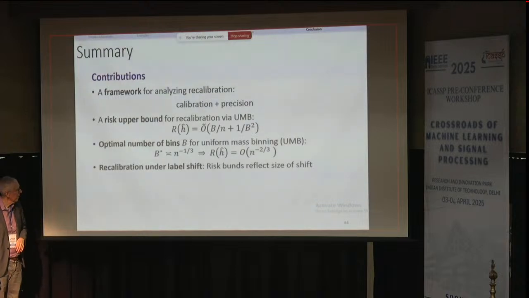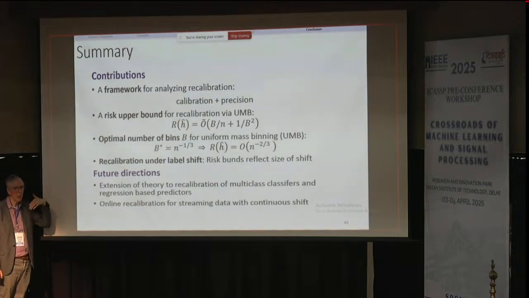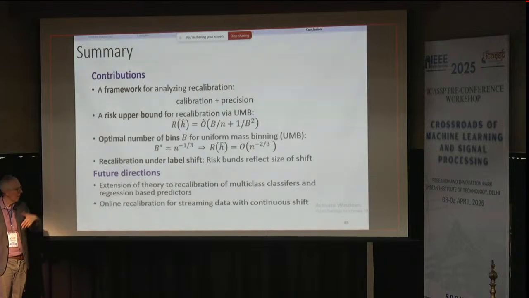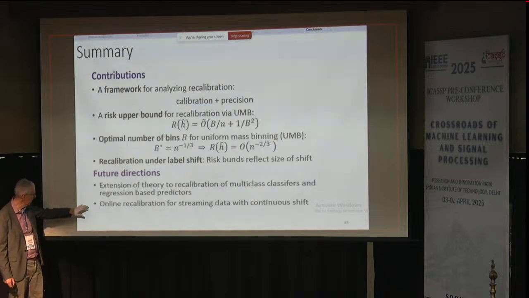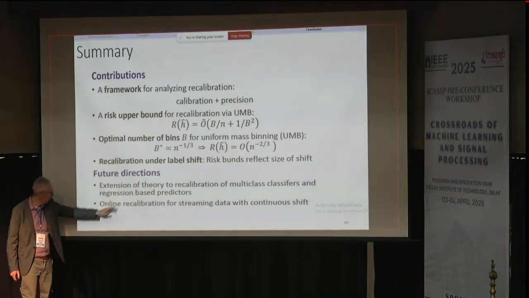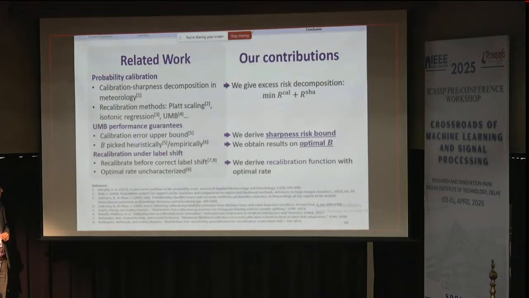recalibration under label shift. Future directions: multi-class classifiers is a much more difficult problem, because now instead of having a single function you have to calibrate, you have multiple functions. You have M classes. It's an M minus 1 dimensional problem in terms of class probabilities, for every class minus 1. And then the problem of online recalibration. We have streaming data. It's also a direction of interest. So this just describes some of the contributions in a more direct way, and I'll just end there.